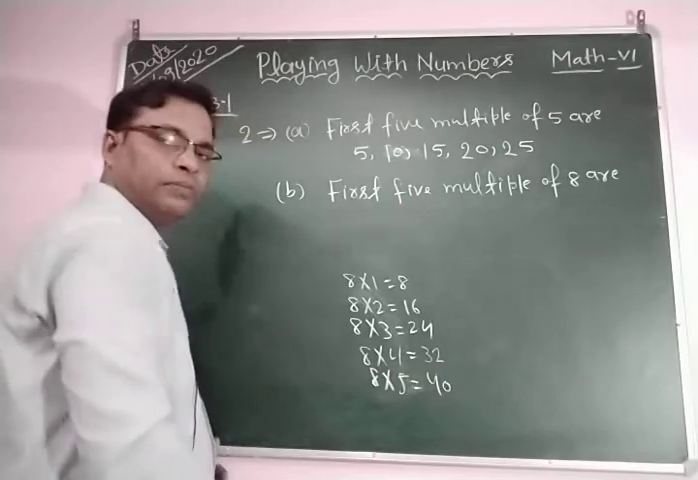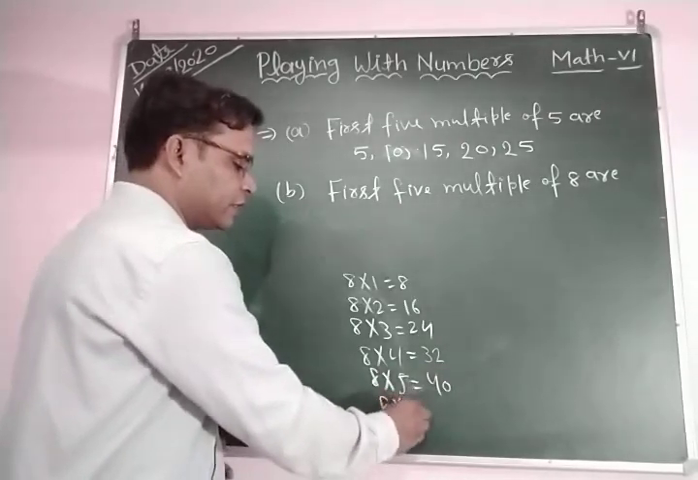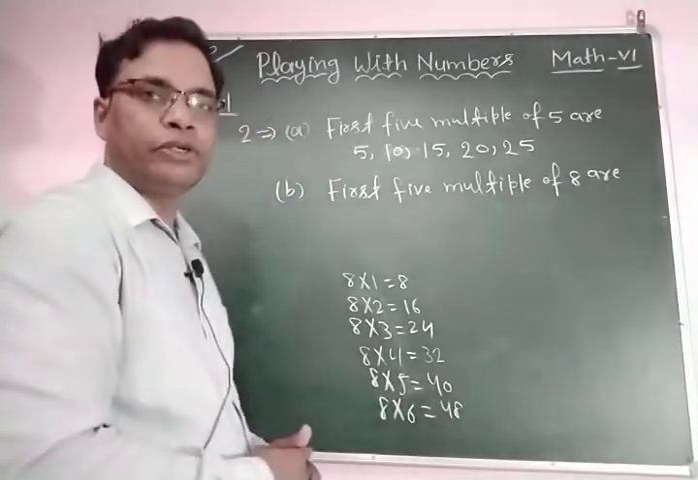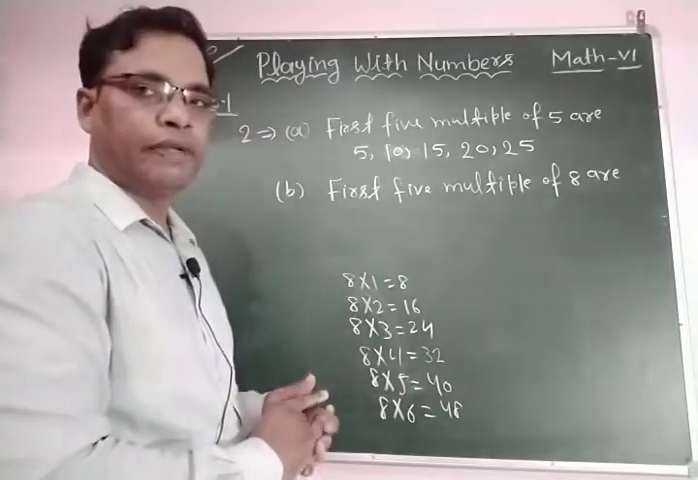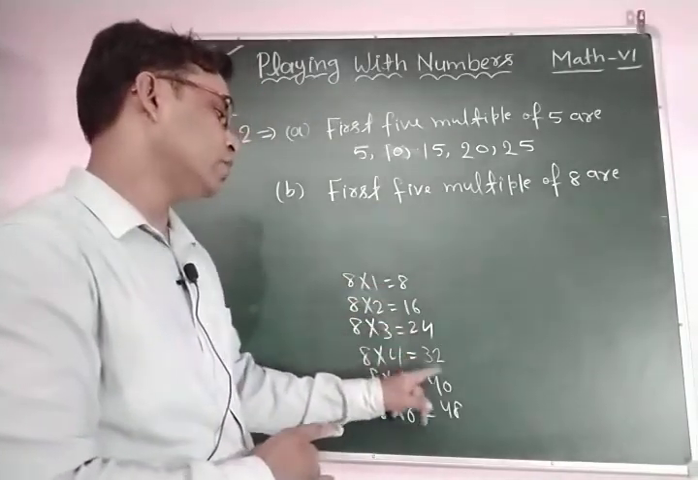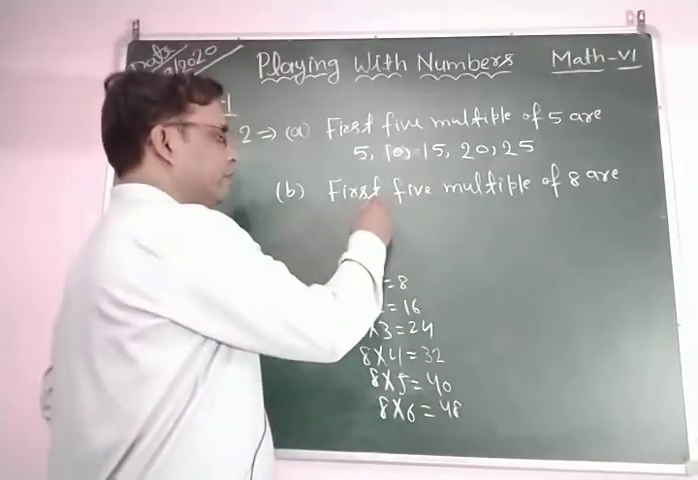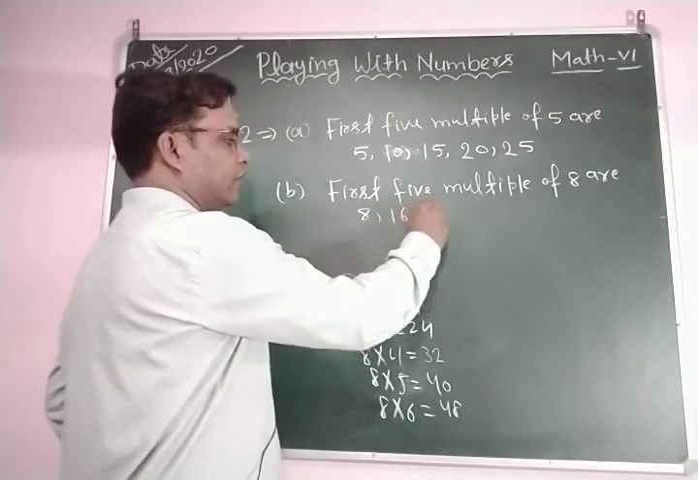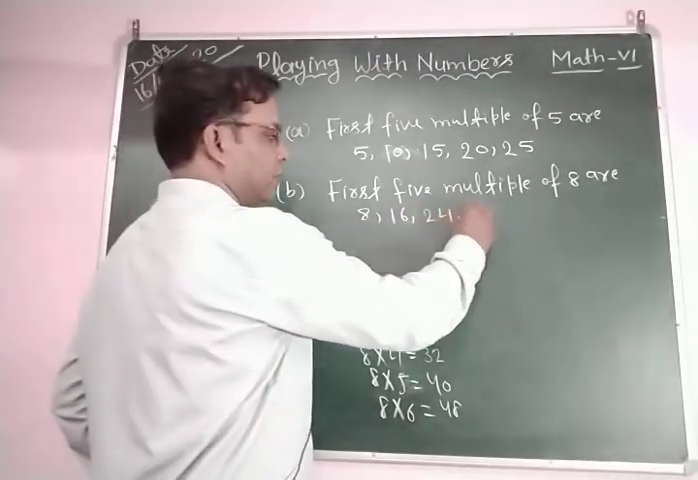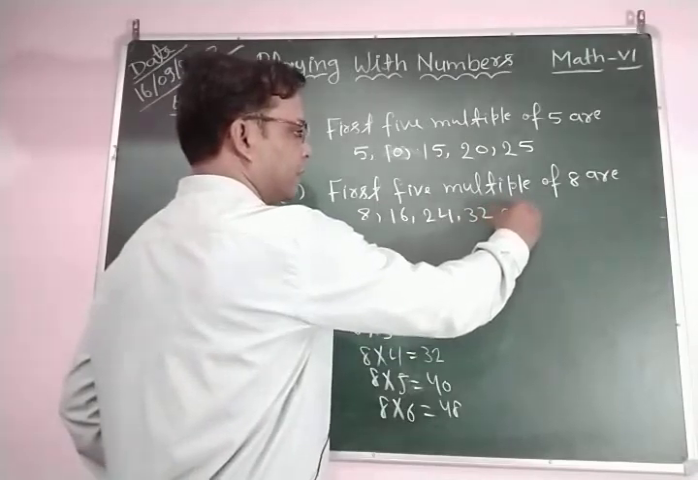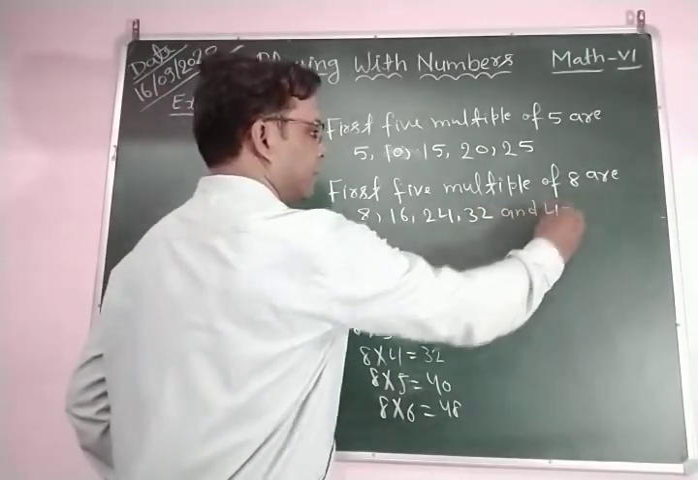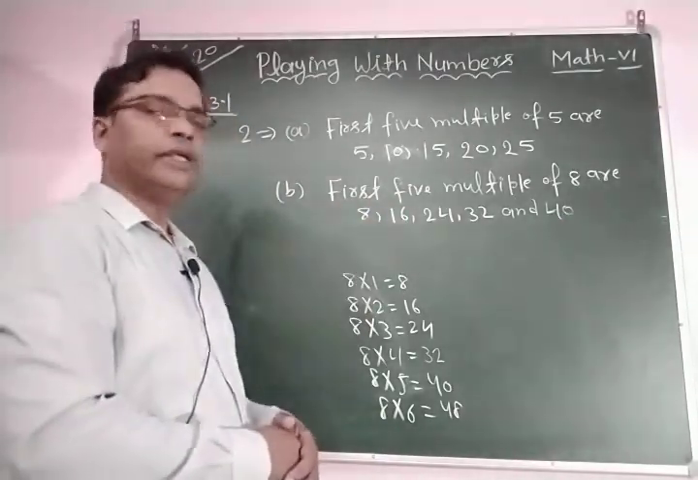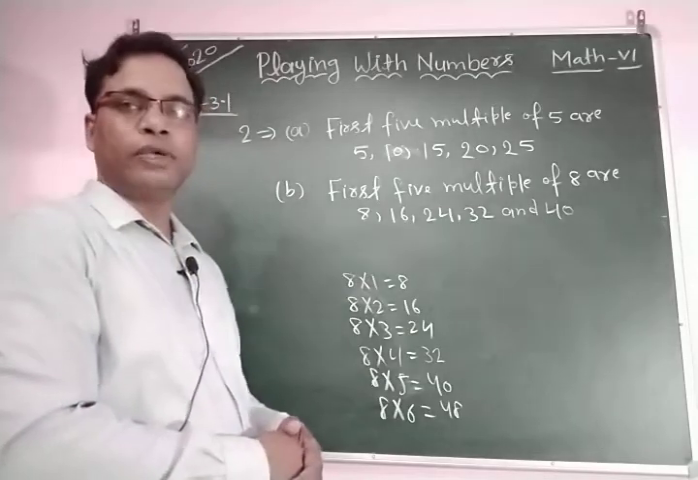8 into 6 is 48, the sixth multiple of 8, but here we need to find only the first 5 multiples of 8. So we can write 8, 16, 24, 32 and 40. So the first 5 multiples of 8 are 8, 16, 24, 32 and 40.